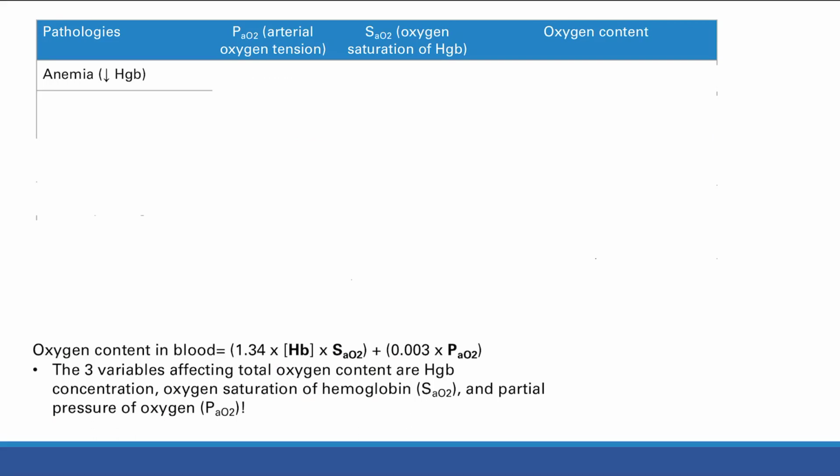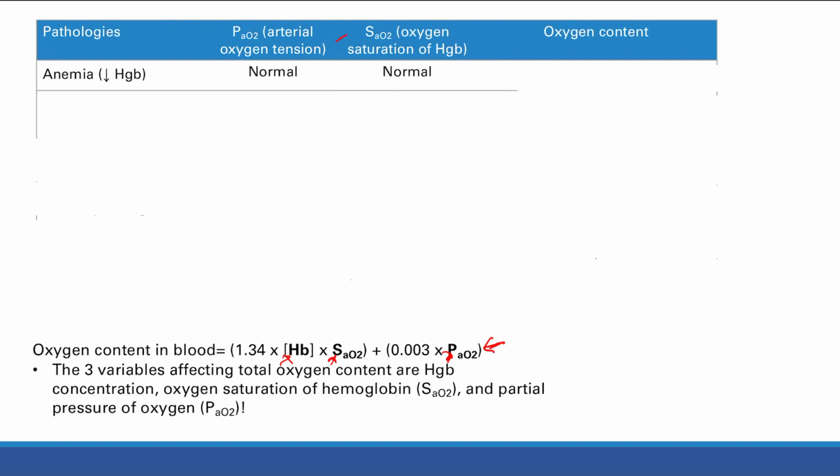Okay. Now we're going to talk about different pathologies and how they affect oxygen content. Remember, oxygen content is based on this equation right here. It's based on hemoglobin concentration, saturation of hemoglobin, and oxygen partial pressure, the arterial oxygen tension in the blood. In anemia, the problem is low hemoglobin. What is our arterial oxygen tension going to be? It's going to be the same. Your hemoglobin is low, but the amount of oxygen in your blood should still be the same if you have no other problems.